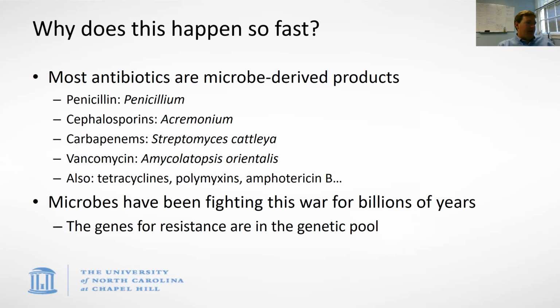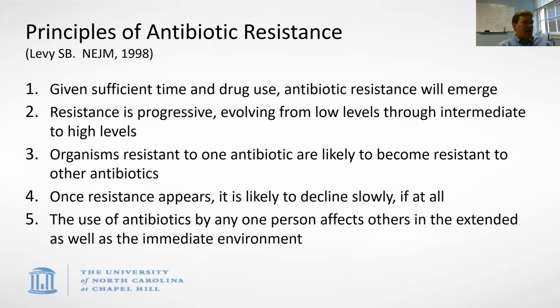So they've been producing these things mostly in the dirt or in water to fight each other for resources, and they've been doing this for billions of years. So the genes for resistance to these things are in their genetic pool, even if those genes are not present in a high percentage of organisms, or they might be suppressed.